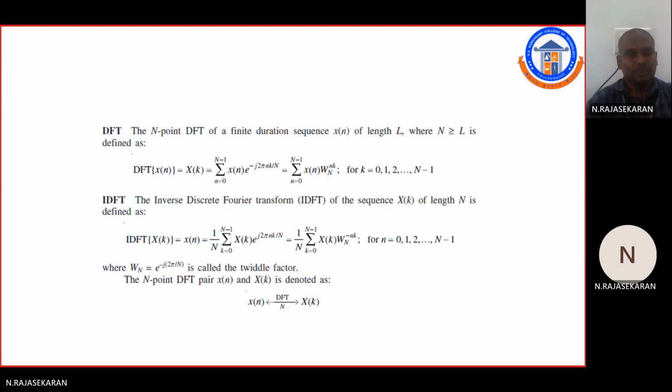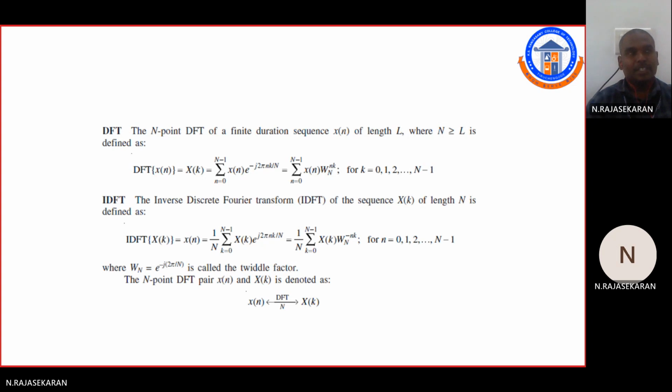Similarly, suppose in a given situation the given function is X of k, and we need to find x of n. So we go to the inverse discrete Fourier transform. X of k is given with length N, and now we are going to find x of n. This IDFT of X of k, that is x of n, is equal to 1 divided by N, summation of k equal to 0 to N minus 1, X of k exponential of j 2 pi nk by N. This e power j 2 pi nk by N we can replace by W_N power minus nk. This W_N is represented by the twiddle factor.